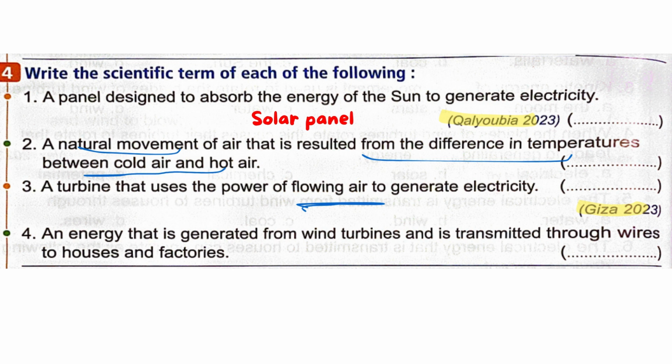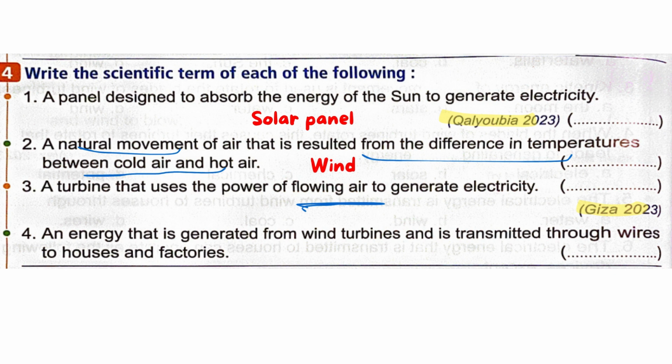Also, we have another question. A natural movement of air that results from the difference in temperature between cold air and hot air. We know when there is a difference in temperature between the cold air and hot air, this causes what? The wind movement. So the natural movement of air is called what? Wind. Okay, wind is the movement of the air, the hot and cold air, because of the difference in temperatures. So the answer here is wind.